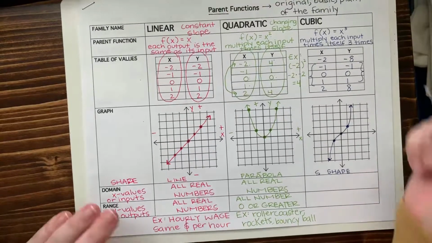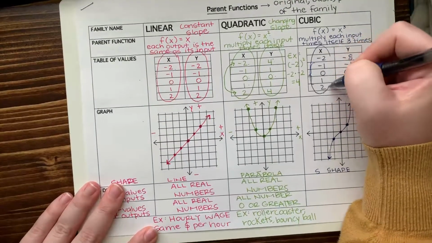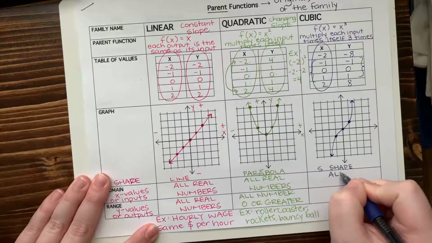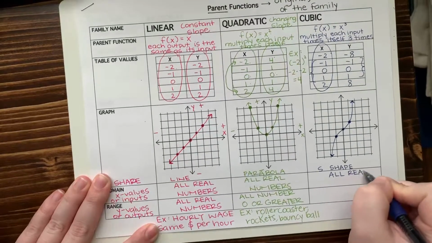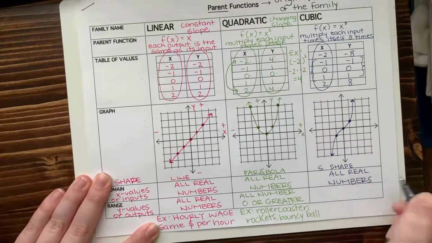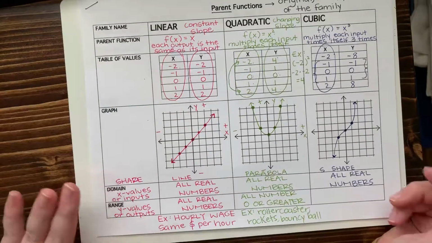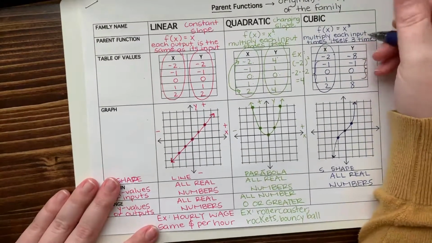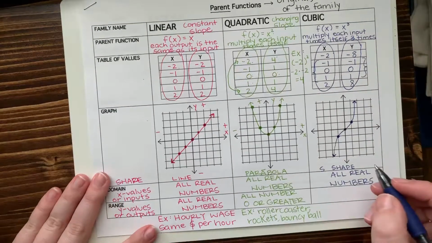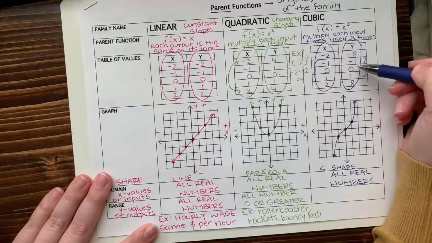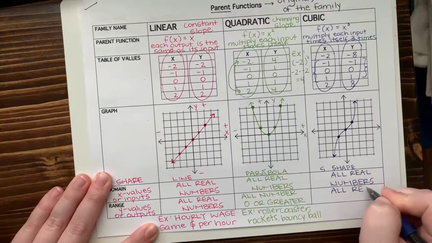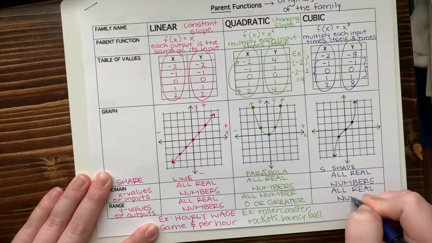Okay, now looking at the domain, again, we have all real numbers for our inputs. We can take any number and we can multiply it by itself 3 times. There's never going to be a number that we can't do that to. Then we look at our y values, our outputs, and we have negatives, we have positives, and we have 0. So also all real numbers. Similar to linear in that way.